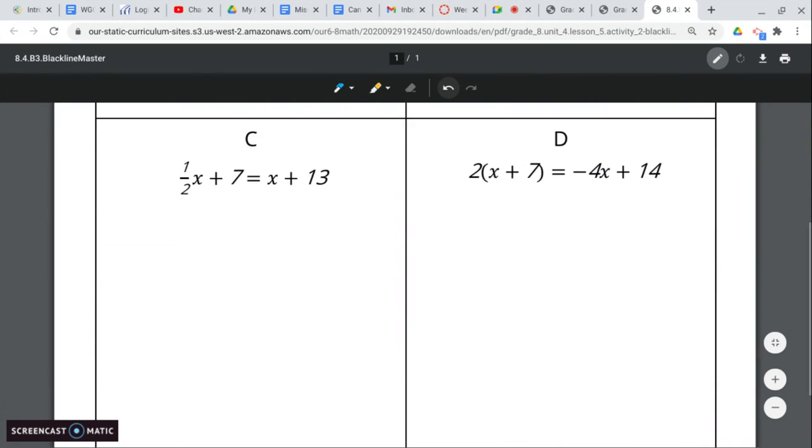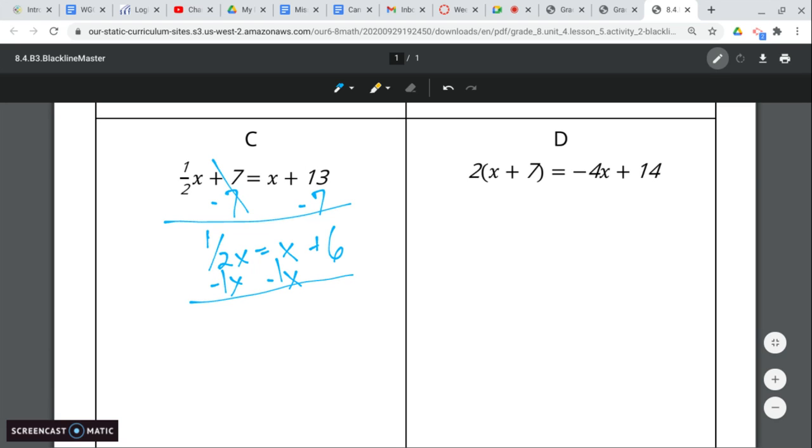All right, C, we have 1/2 x plus 7 equals x plus 13. So for this one, I'm going to start by subtracting the 7. And so I have 1/2 x equals x plus 13 minus 7 is 6. Now I'm going to subtract x. And this is really a 1x. So if it helps you to have that 1 in there to remember what the coefficient is, so you don't just drop the x entirely. I've had people do that in the past.